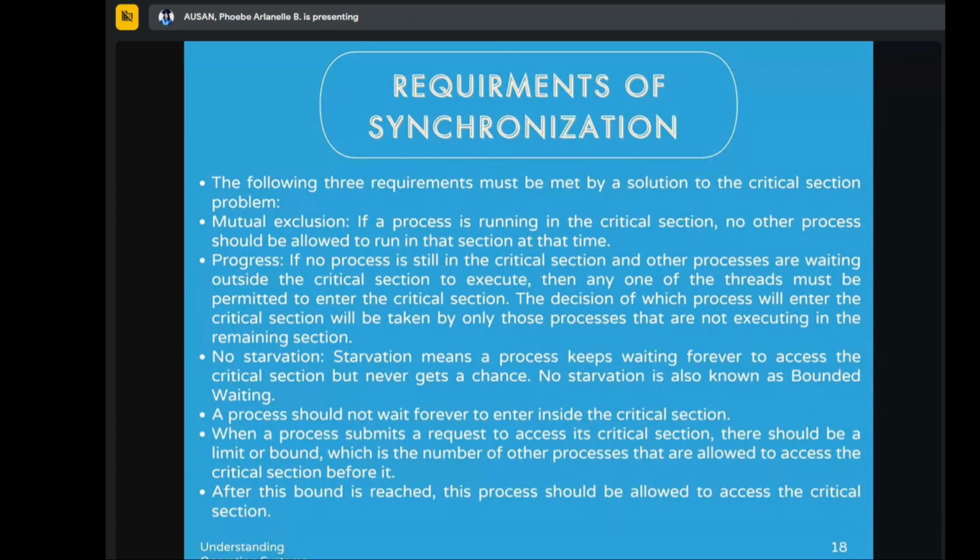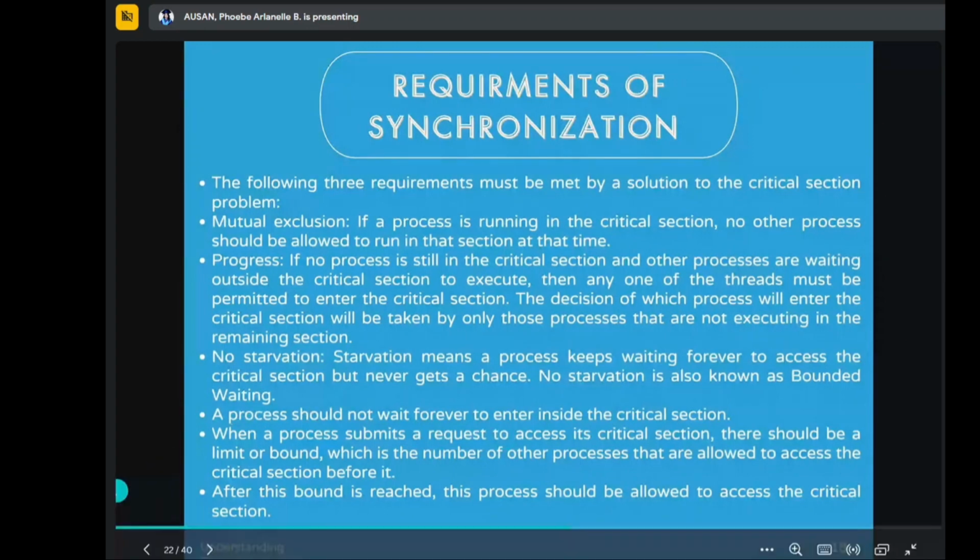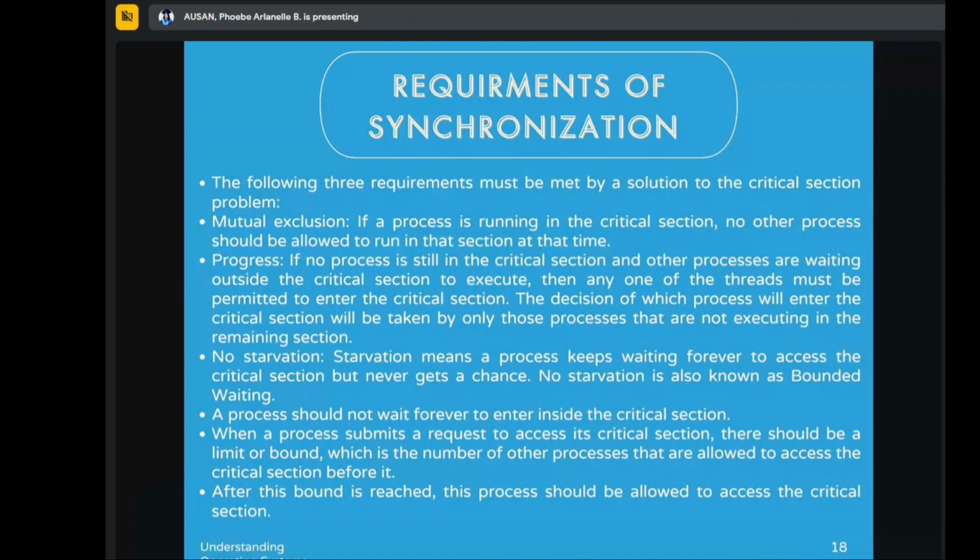Next is the progress. If no process is in the critical section and other processes are waiting in the remainder section outside the critical section to execute, then any one of them must be permitted to enter the critical section. The decision of which process will enter the critical section will be taken only by those processes that are not executing in the remainder section.